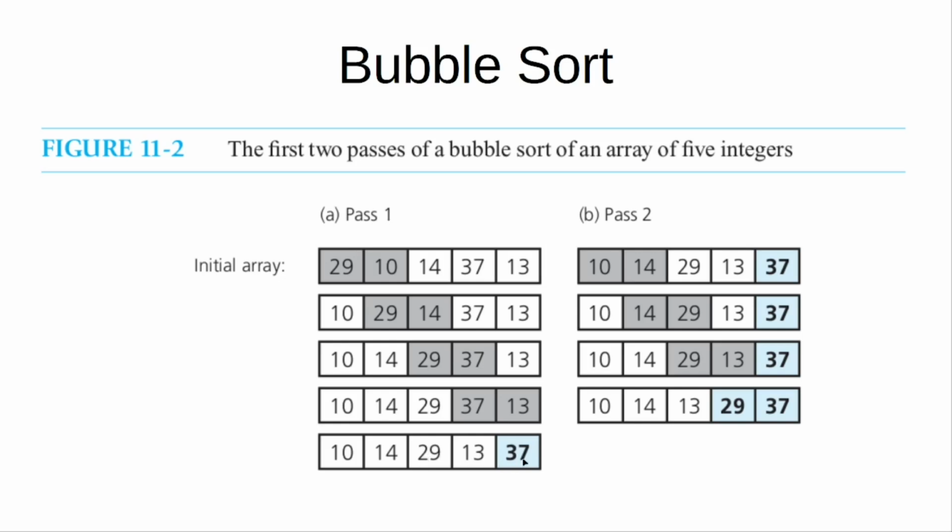And notice that after this first complete pass through the array, after we've examined all the elements and swapped them with each other, we're not sorted yet. So we do another pass where we repeat the steps.